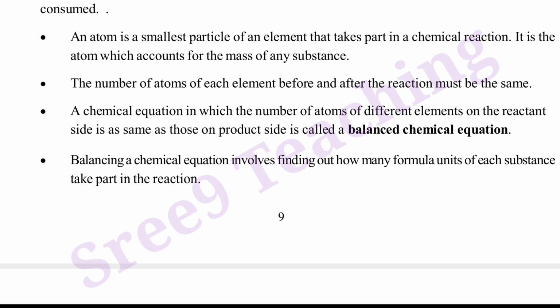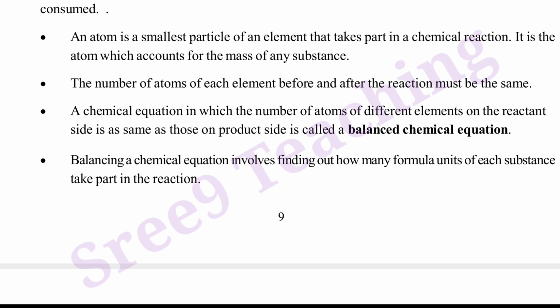The third point you see on the screen: a chemical equation in which the number of atoms of different elements on the reactant side, that is the left side of the arrow mark, whatever reactants are participating, is the same as those on the product side is called a balanced chemical equation. This is the correct definition of a balanced chemical equation.